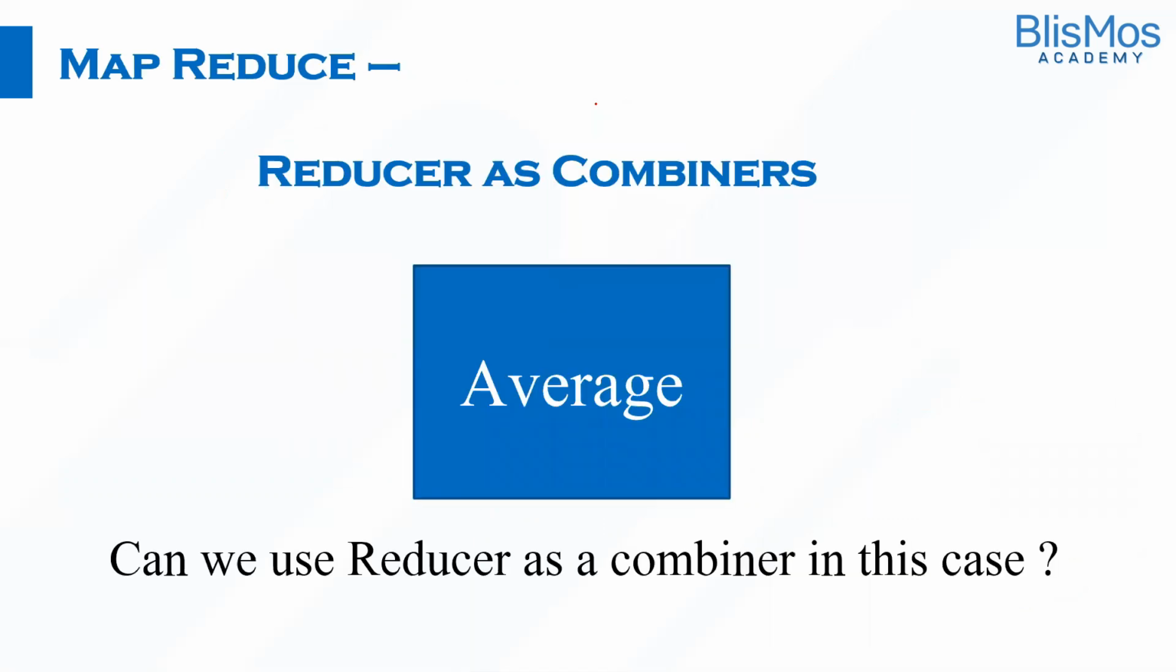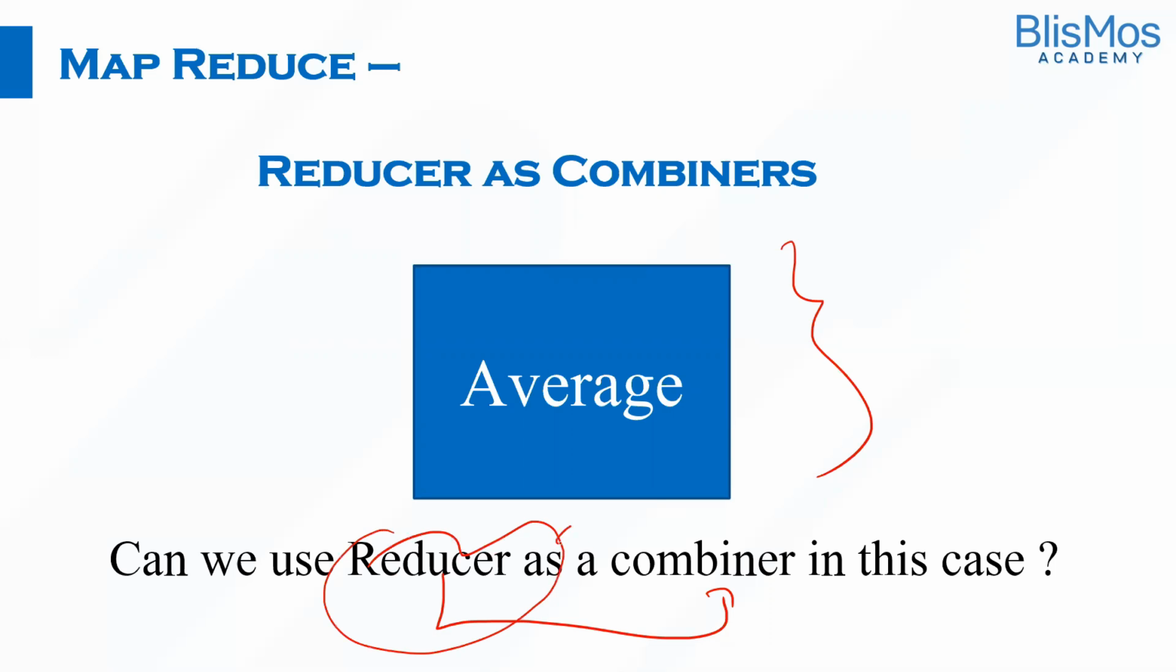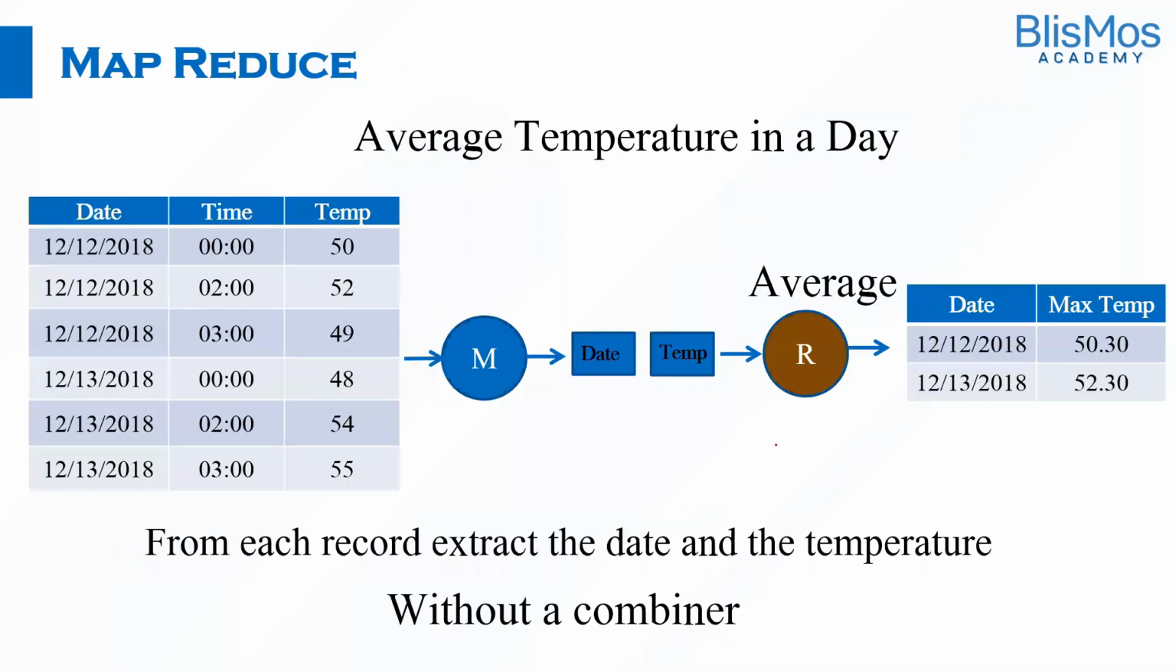Now, let us take an example here. If we want to calculate the average of temperature, can you just think and tell me whether we can use the reducer as a combiner logic here? The same logic whatever we are using as a reducer, can we use the same logic as a part of the combiner to find the average? Let us take an example and find out. In this case, we are trying to find the average temperature in a day. Remember, not the maximum temperature, average temperature.